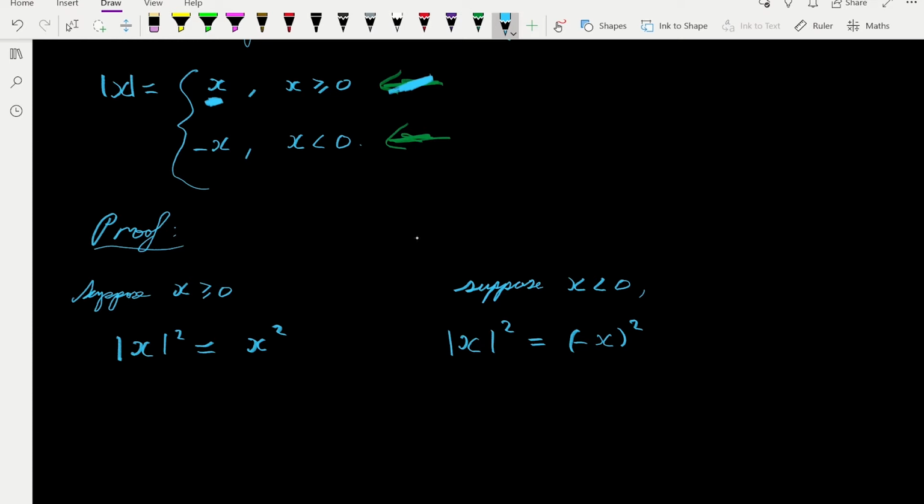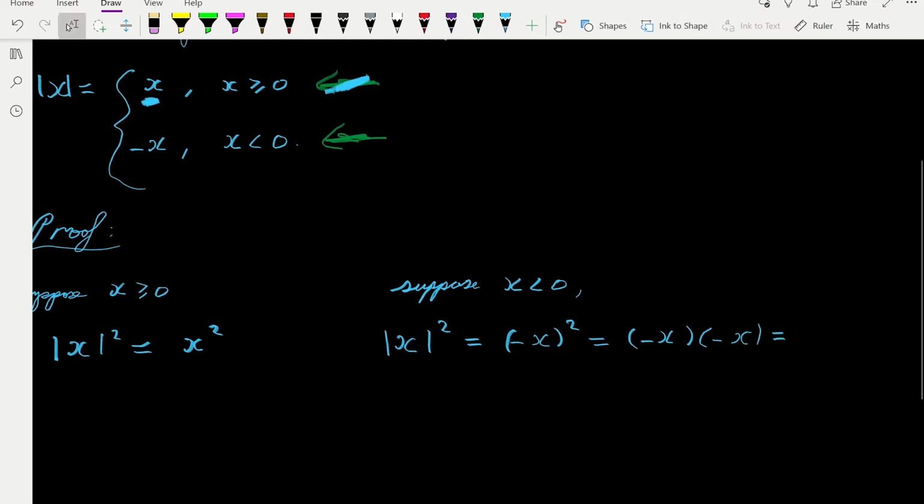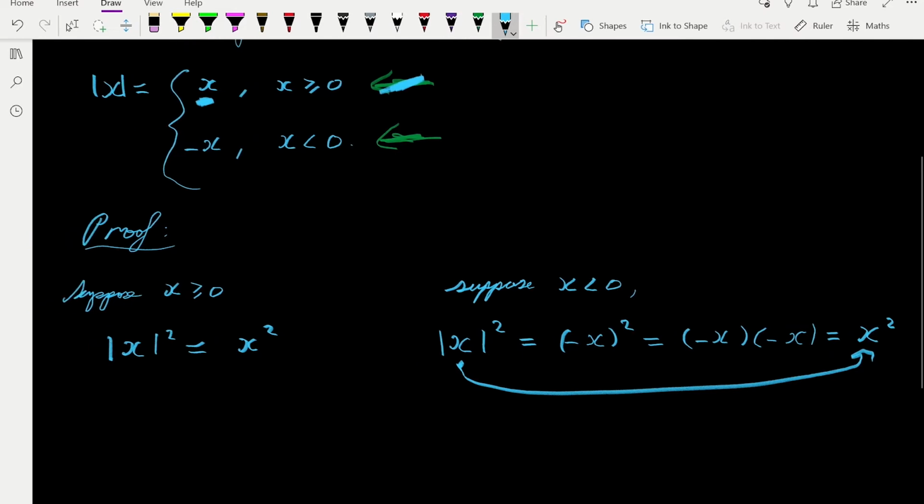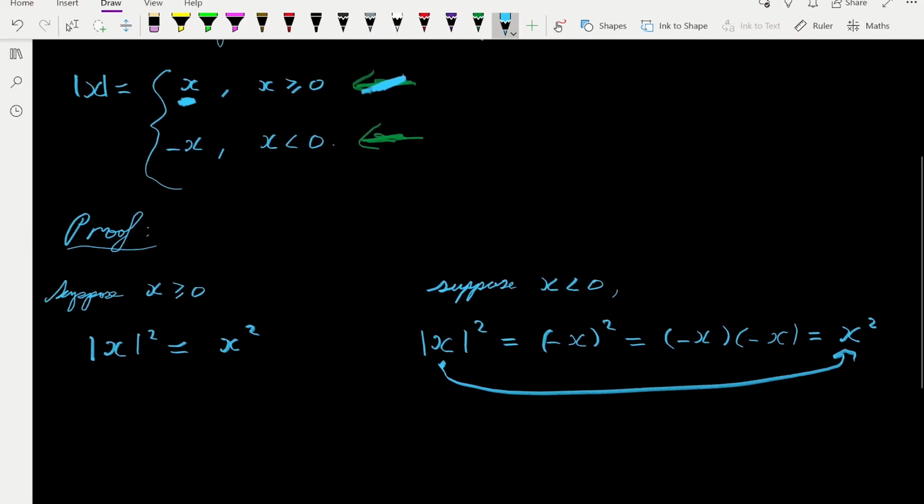Okay, but this has the effect of just timesing negative x by negative x, and you can see that these negatives would cancel and you'd just be left with x times itself, which is the same thing as x squared. And you see the left-hand side, we end up saying is equal to this over here, which was the original claim.